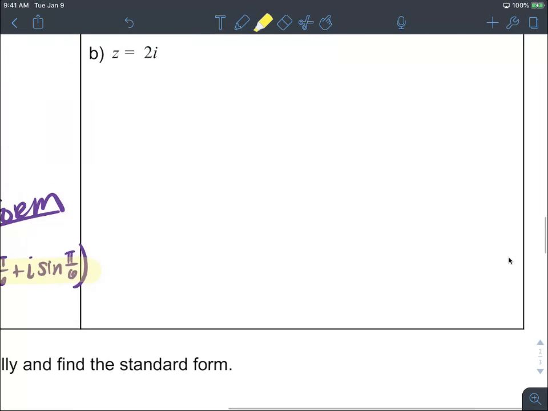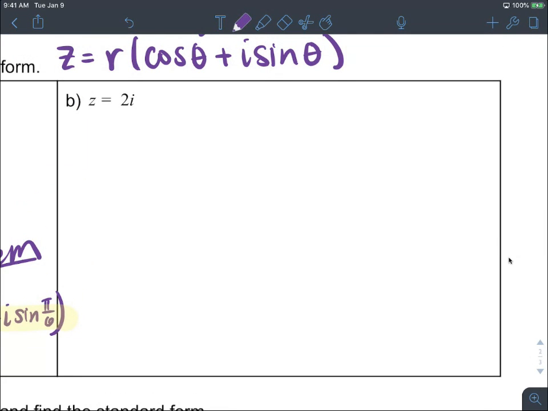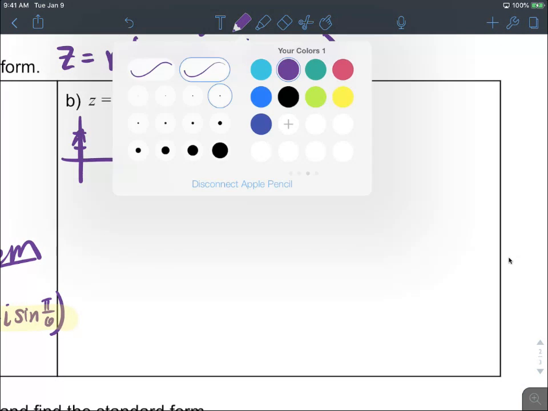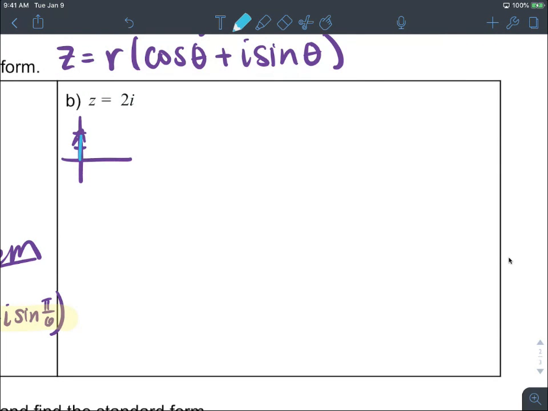Okay, next example, 2i. So let's just do a little graph. So 2i just goes up 2 units. So it's going to be something like that. So what is this angle theta? Well, that angle theta to me looks like pi over 2. It's going straight up.